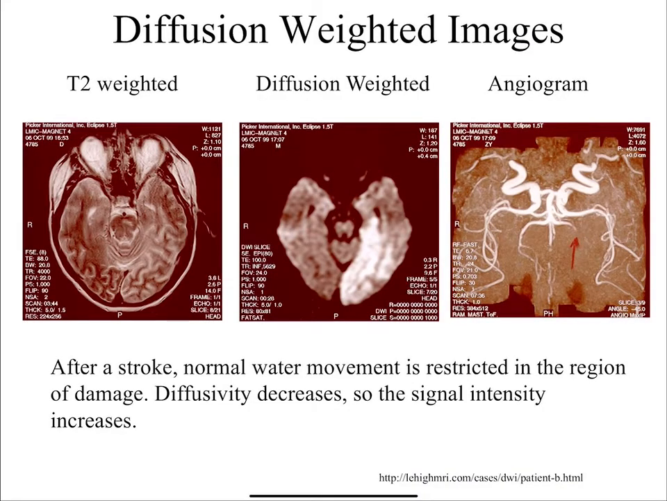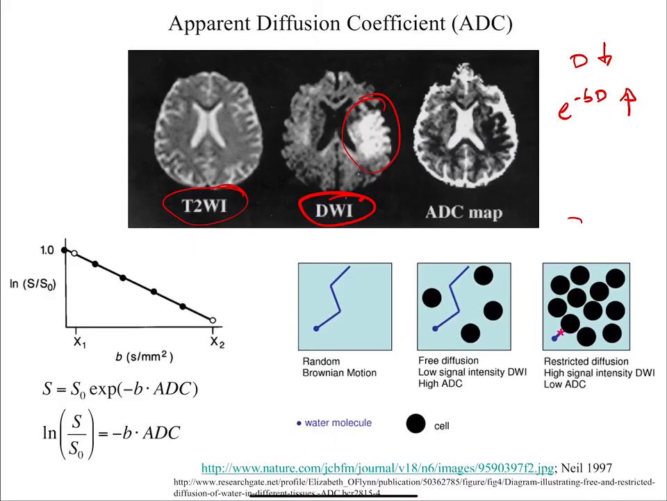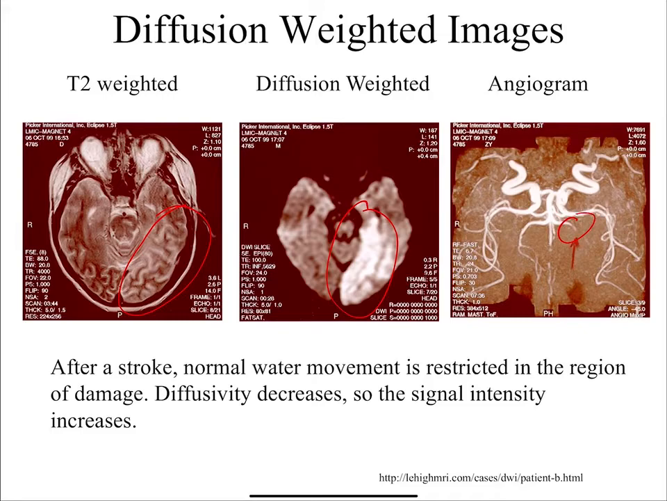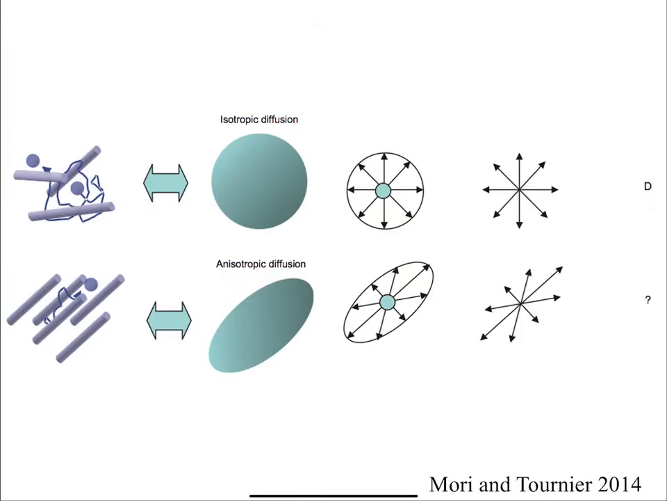This is another example where, once again, on T2, you see something going on there, but it's not super obvious. It's clearly very obvious on the diffusion-weighted image. And then if you look at the angio, then clearly for this person, where there should have been blood flow, it's been cut off. Okay. So we'll skip those questions.